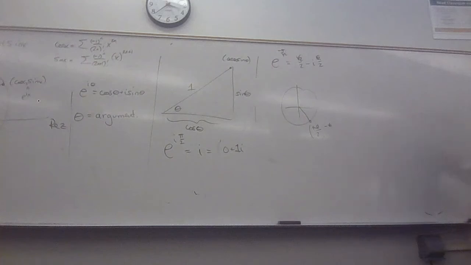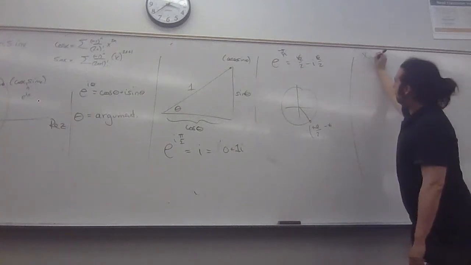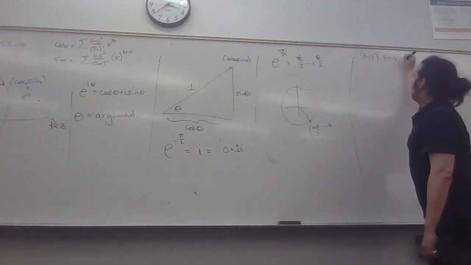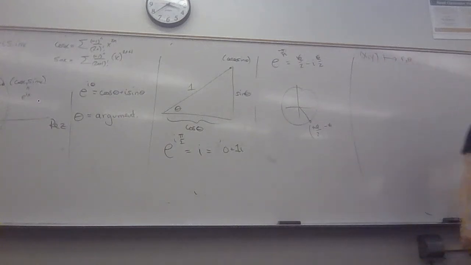Okay, so the first thing we can do here is extend this idea to numbers that are not on the unit circle, right? You have polar decompositions for Euclidean numbers. What are the polar decompositions? You have x, y, and you want to convert it to r, theta. What are the equations you use?